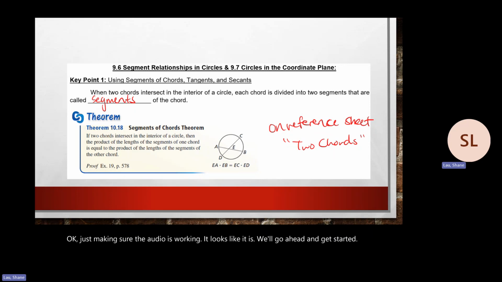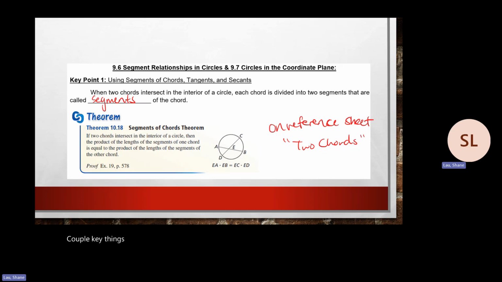So today's lesson is 9.6 and 9.7, I should say. And it is going over the segment relationships in circles and circles in a coordinate plane. Okay, a couple of key things here, right?